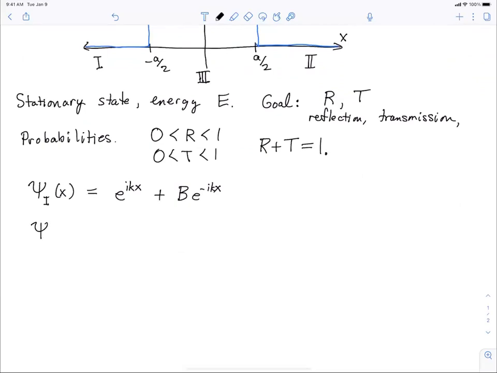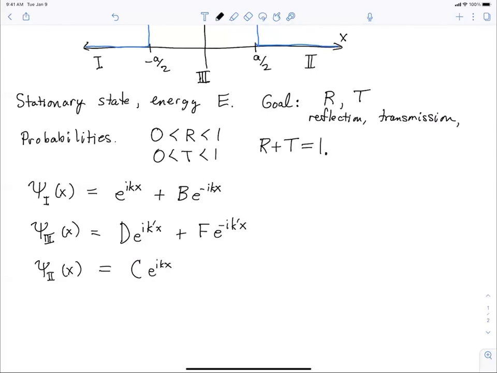Okay, and then in region 3, it's some other coefficient times a different wave. So I'm going to call that k prime. And there can be a wave moving in either direction. So there's e to the i k prime x and e to the minus i k prime x. And then in region 2, on the far right, we're assuming that there's no wave coming in towards the barrier over there. There's nobody sending in a wave over there, and therefore it's all moving to the right. So there it's C e to the i k x.